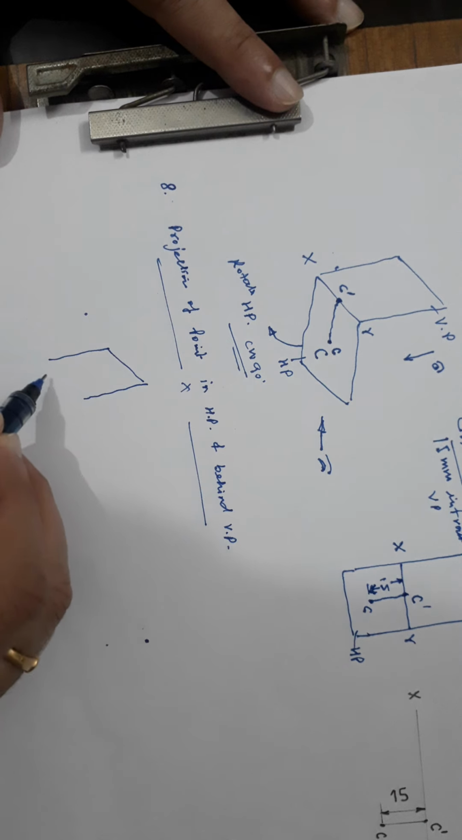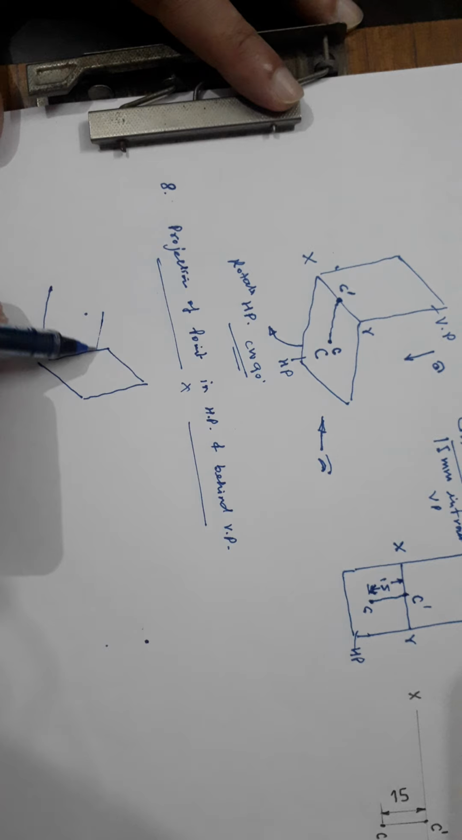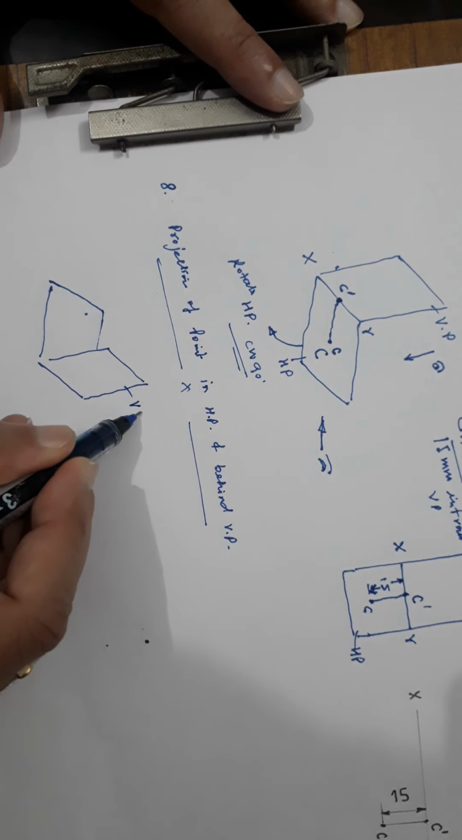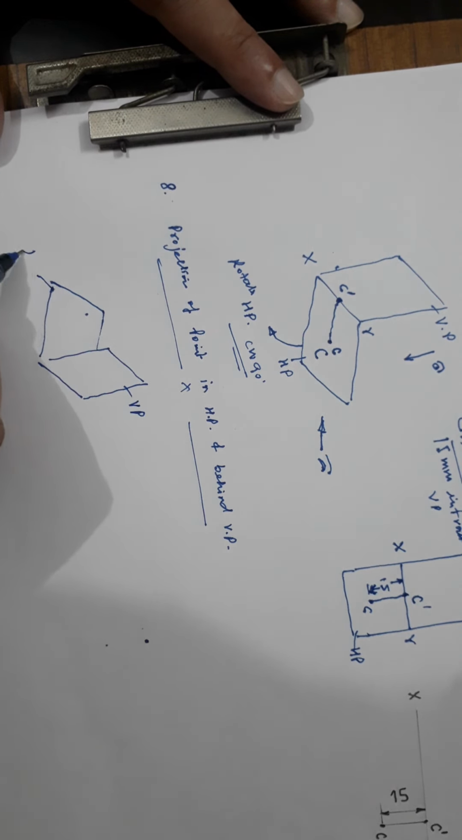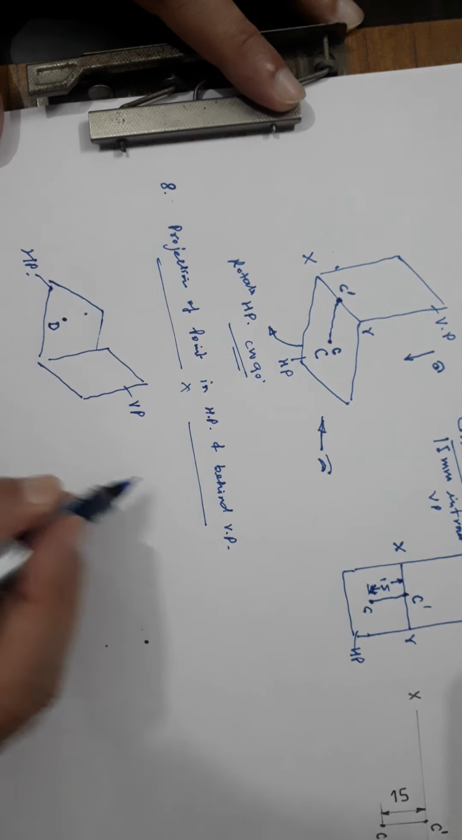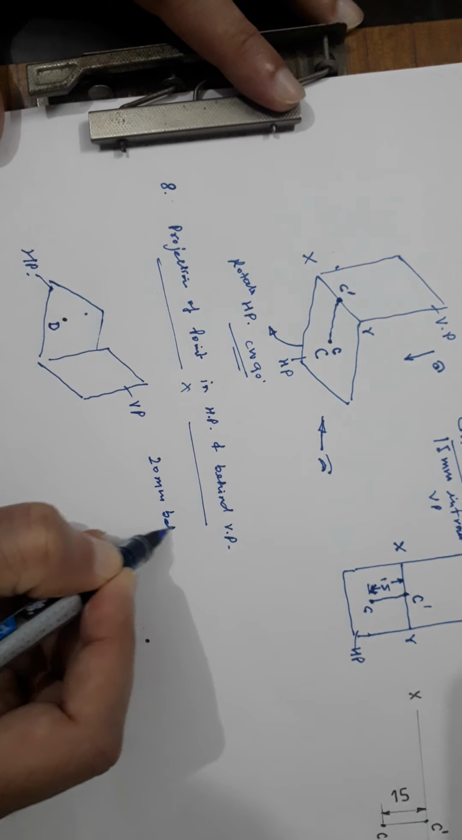This is the vertical plane, but here you can see it is behind VP, so it will be almost in the second quadrant. In the previous case it was in the first quadrant. So this is the second quadrant. This is the vertical plane, this is the horizontal plane, and the point is somewhere here. Say the point is D, in HP but behind VP, say 20 mm behind VP.